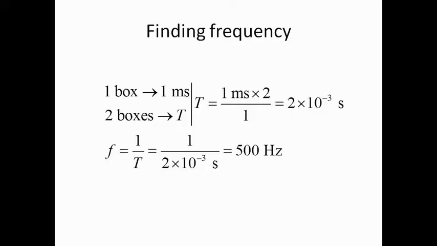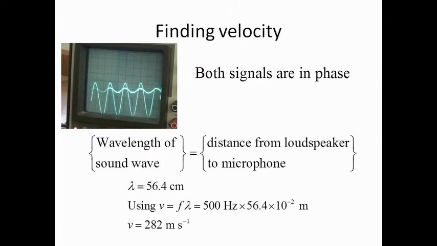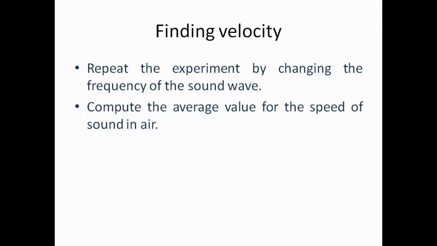The frequency is 500, and using v equals f lambda, we find the velocity of sound to be 282 meters per second. We repeat the experiment by changing the frequency of the sound wave, and then we will compute an average value for the velocity of sound in air.